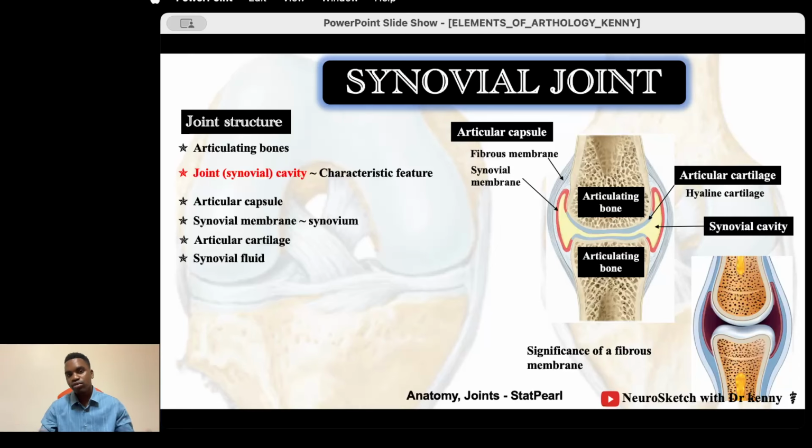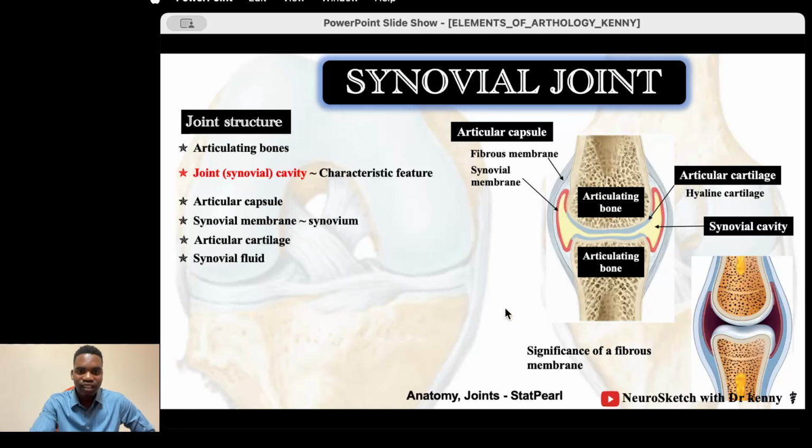Otherwise, because these are the freely movable joints, they would make friction, big time friction, because they almost all the time make movement. So the synovial fluid is there to reduce the friction, to make sure these joints last for a long period of time. And then we know that the synovial fluid contains some nutrients and chemical environments important for the joint growth.